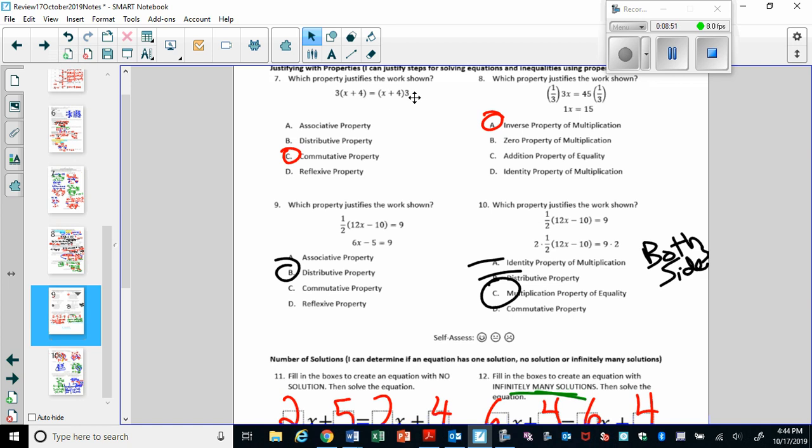CO, change order, commutative property. And in this case, this is an inverse property of multiplication. This could have also been considered a multiplication property of equality, but since that was not an option, we went from 3x times 1/3. So 1/3 is your inverse of 3. And then as a result, you get 1 times x.